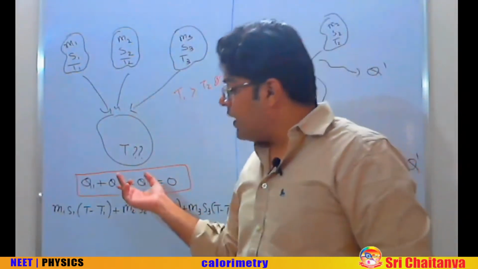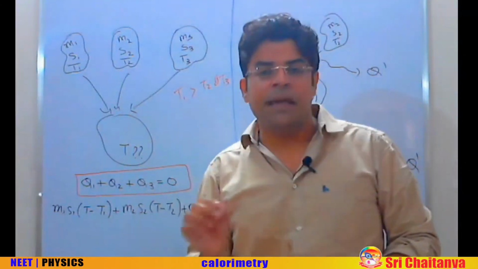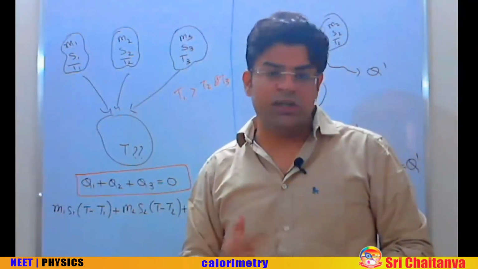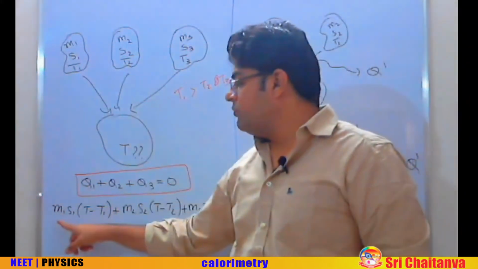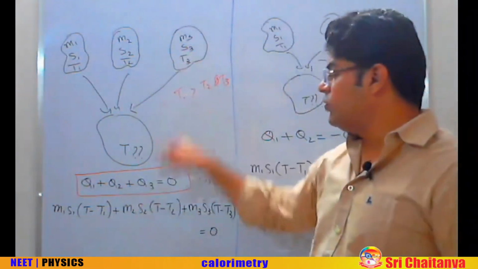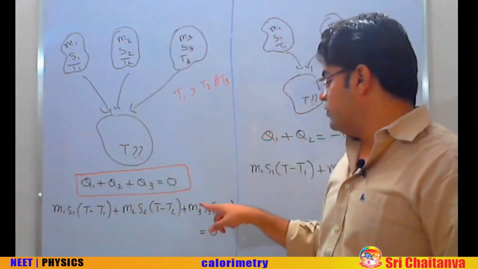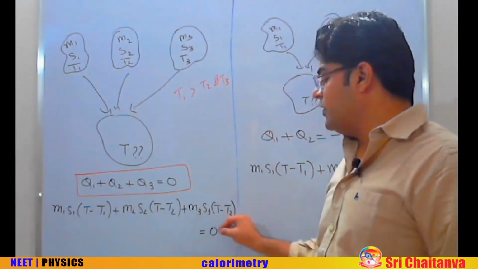The heat given can be written as m s delta T. Delta T means change in temperature. Change in temperature is always final minus initial. So heat given to 1 will be written as m1 s1 (t minus t1), heat given to 2 as m2 s2 (t minus t2), heat given to 3 as m3 s3 (t minus t3), and their sum has to be 0.